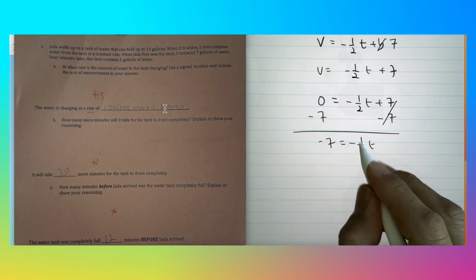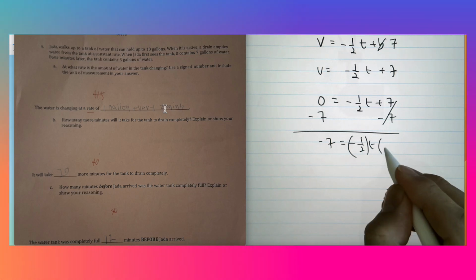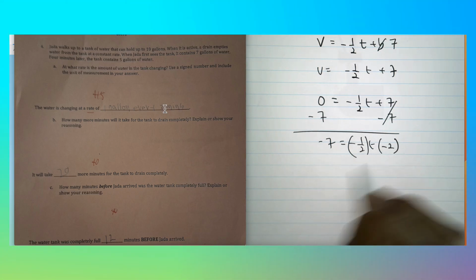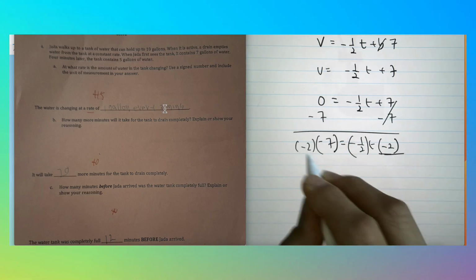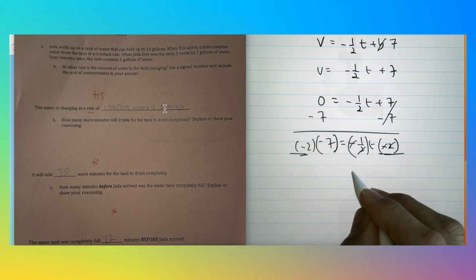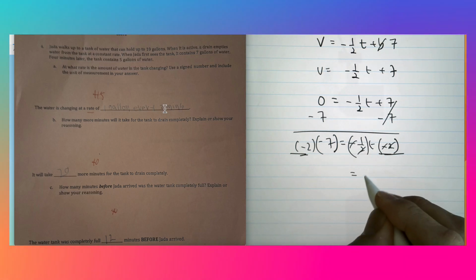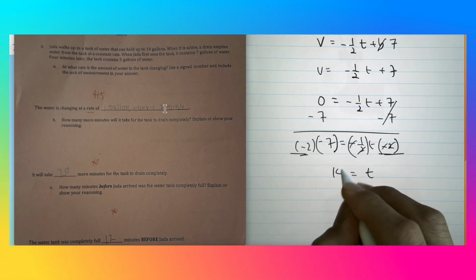Now to reverse this 1/2, we've got to multiply by the reciprocal and the negative version because we need the positive answer. Multiply it by negative 2 on both sides. Then the 2's cancel, the negatives cancel. The only thing you have left on the right side is T. Negative 2 times negative 7 will give you 14.